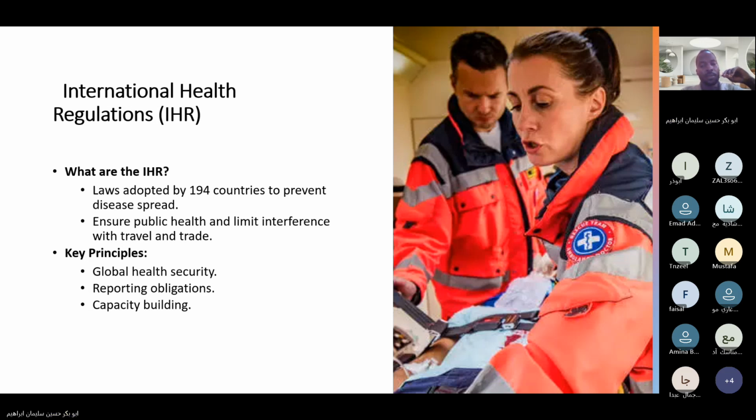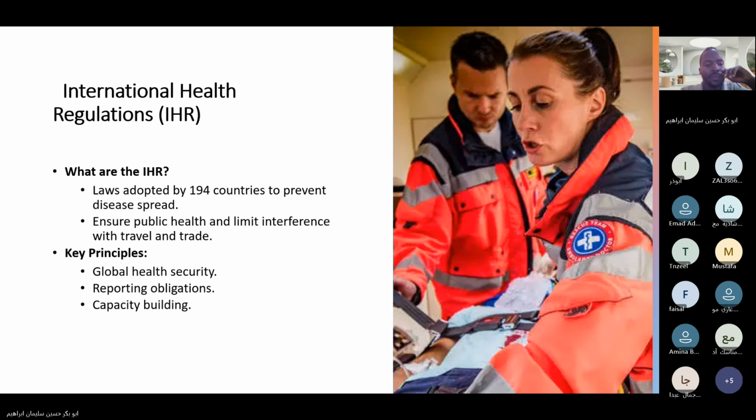infectious disease. As you know, infectious disease can spread rapidly when someone is affected with it. It can spread from country to country. This is the global health security. With the International Health Regulations, we can restrict it and achieve global health security.